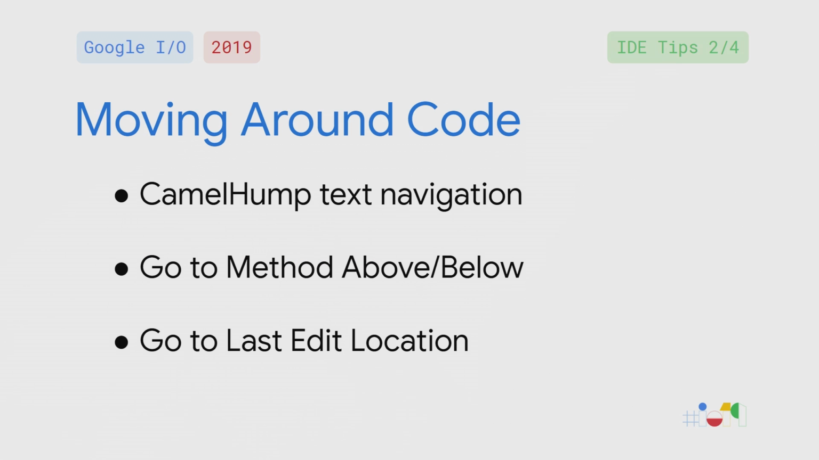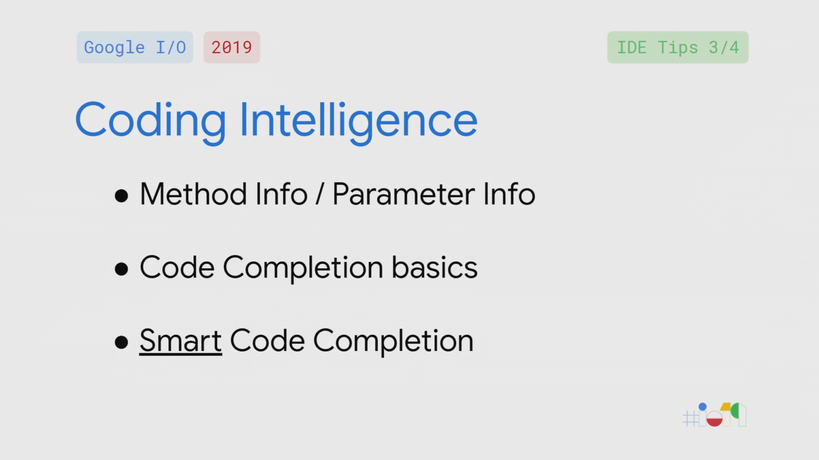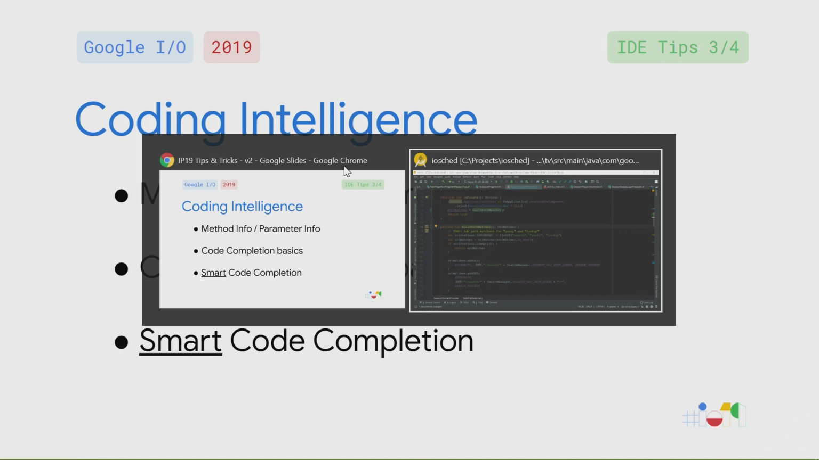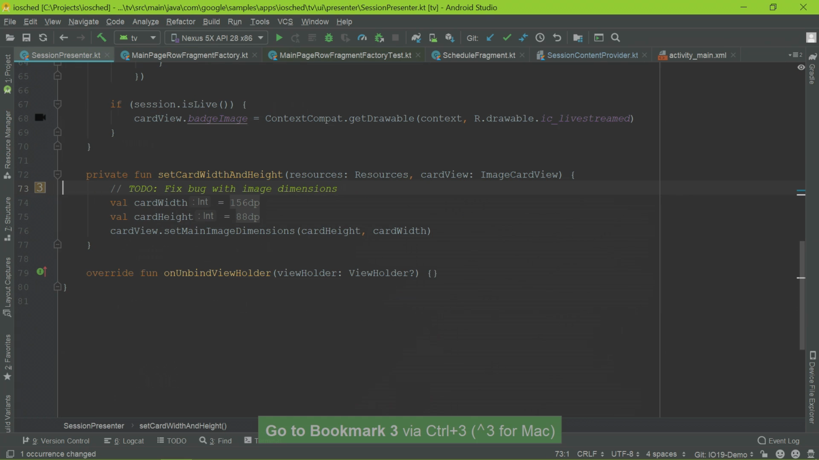All right, so let's look at some of the language features that make it a lot easier to code in your editor. We'll start off by talking about the method info and parameter info. I'm trying to fix a bug here. There's something wrong with the image dimensions. So I'm going to see, what does this method do?